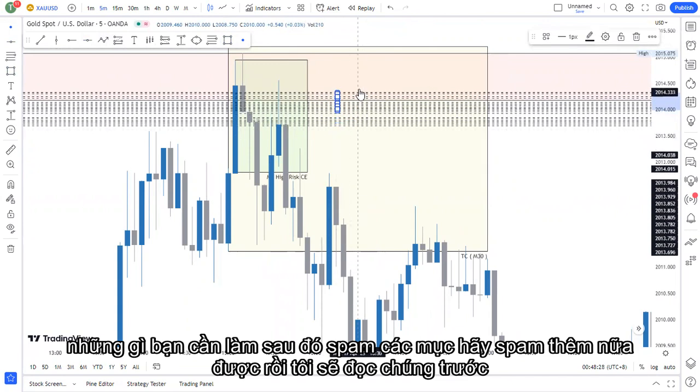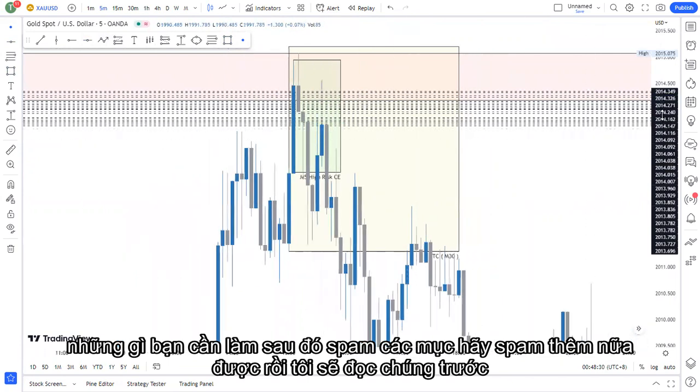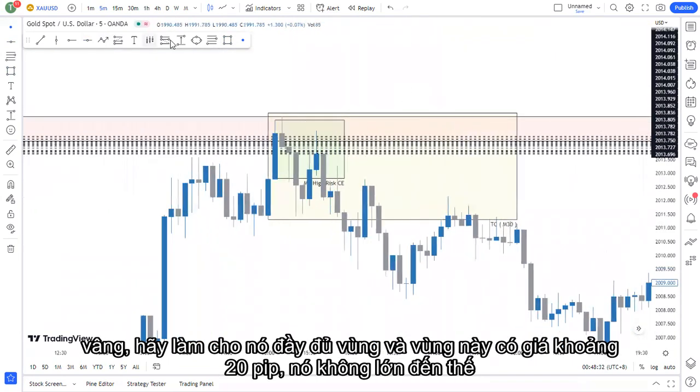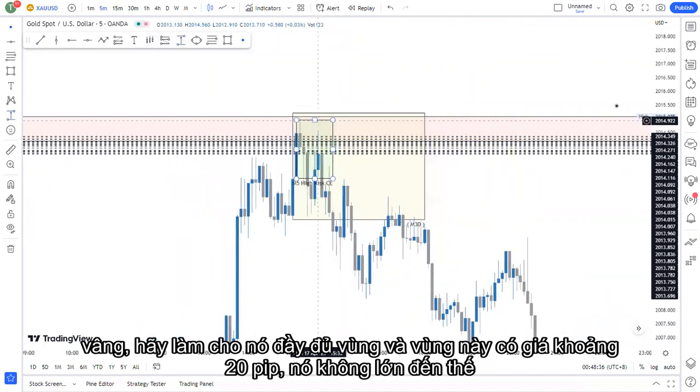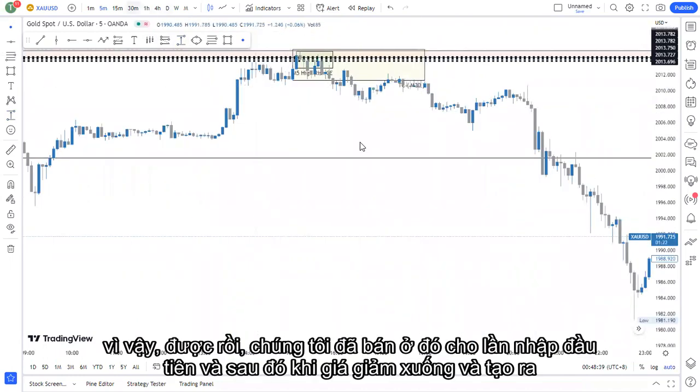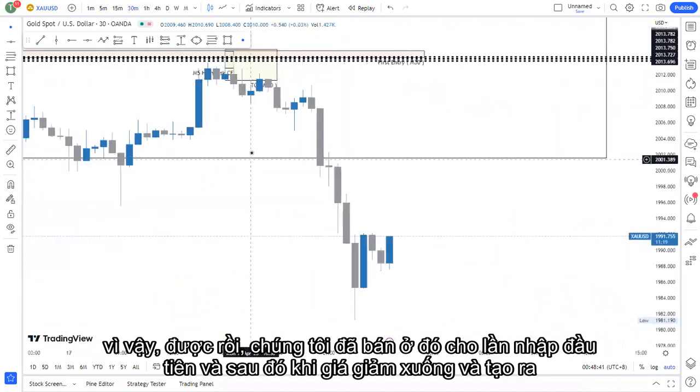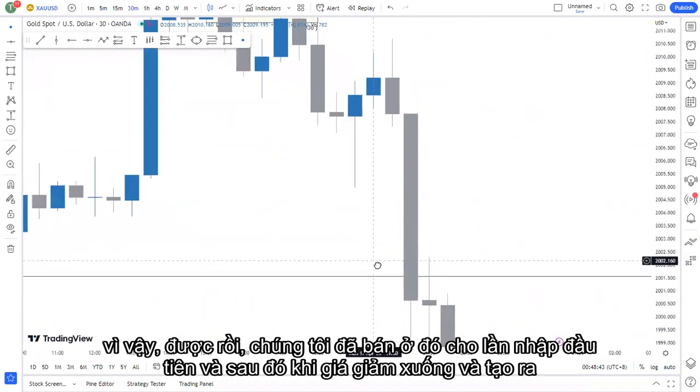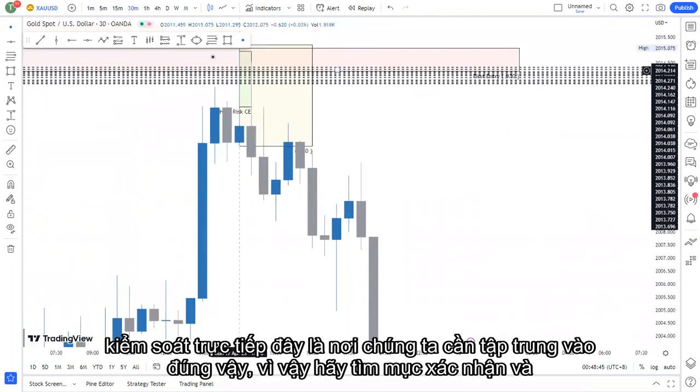Make it full of the zone. And this zone is about 20 pips. It's not that big. We sold there for the first entry. And then the price went down and created the trade control. This is where we need to focus on, to look for confirmation entry.